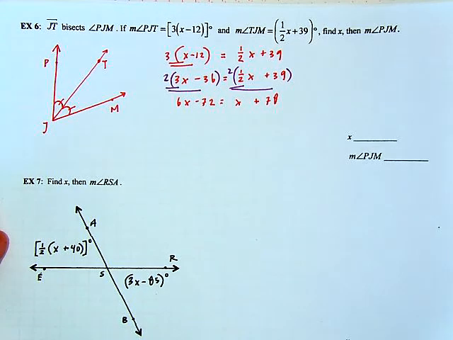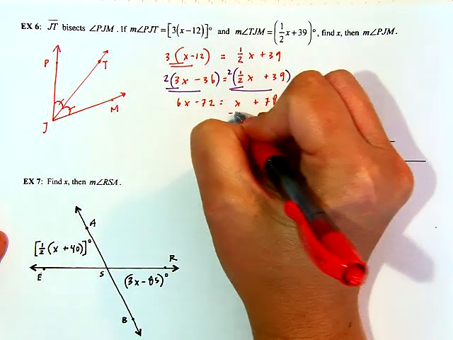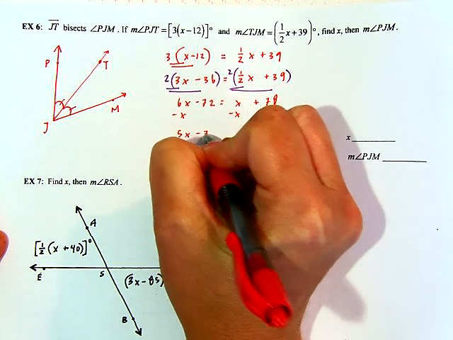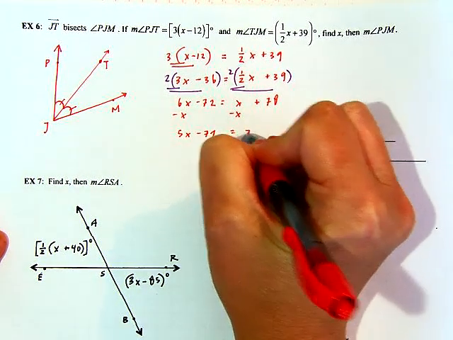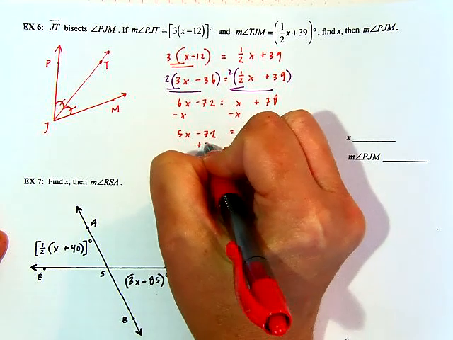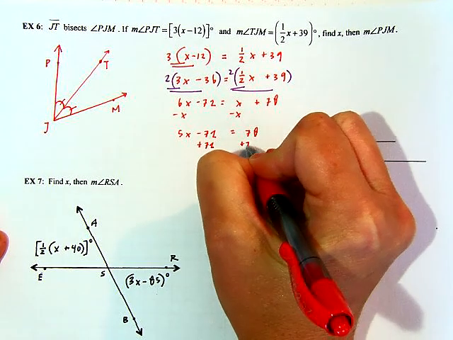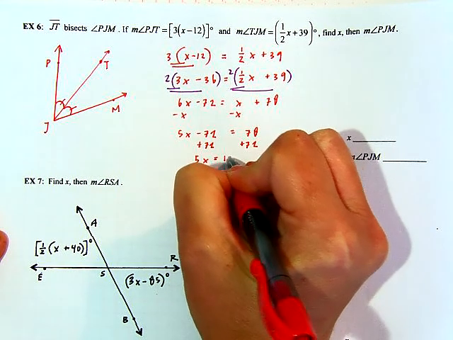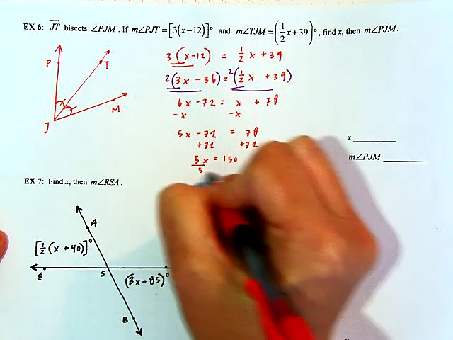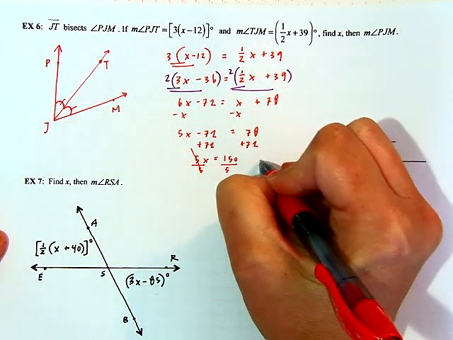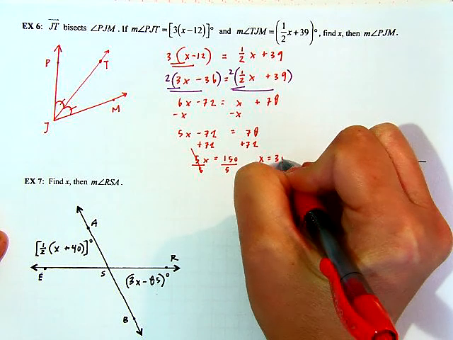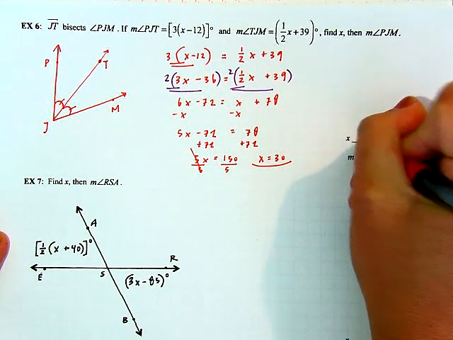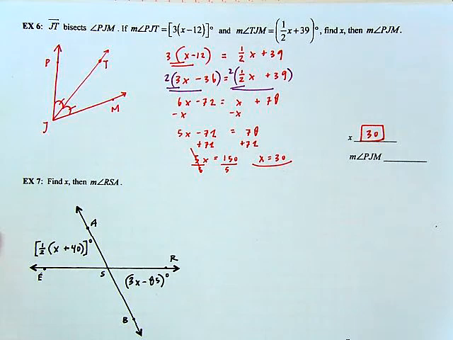Okay, so I want my x's together. I'll take x away from each side. So 5x minus 72 equals 78. Add that 72 to the other side. So 5x equals 150. And then divide by 5. And we get that x equals 30. Okay, I have solved for x. X is 30. So now let's plug that back in.